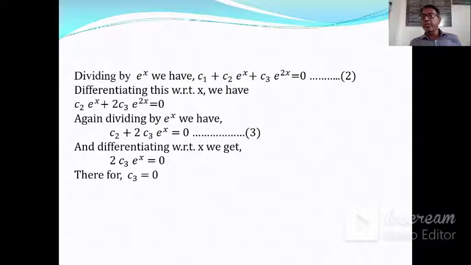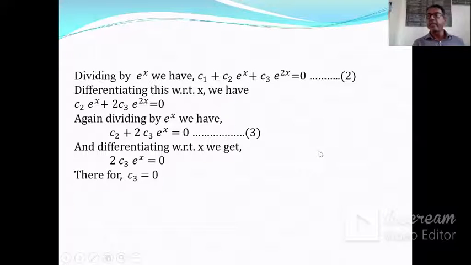And therefore, we obtain C3 is equal to 0. If we substitute this value of C3 into equation number 3, we obtain C2 is equal to 0. Then, substituting C2 equal to 0 and C3 equal to 0 into equation 2, we obtain C1 is 0.